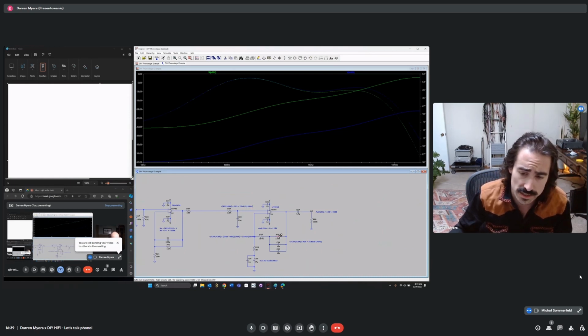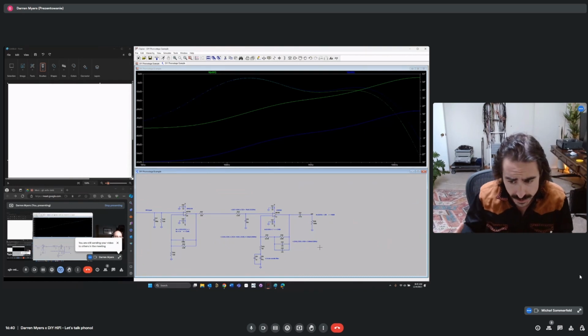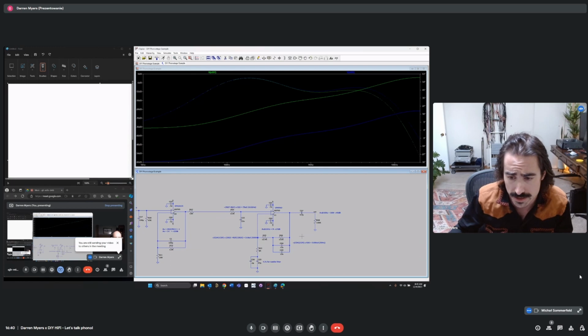The other two time constants are going to be split up in an active filter in the feedback of our last stage, one at 500 hertz and the other one at 50 hertz. Those are the three time constants that make up the RIAA. That is spec'd by RIAA as far as the definition of the curve itself.